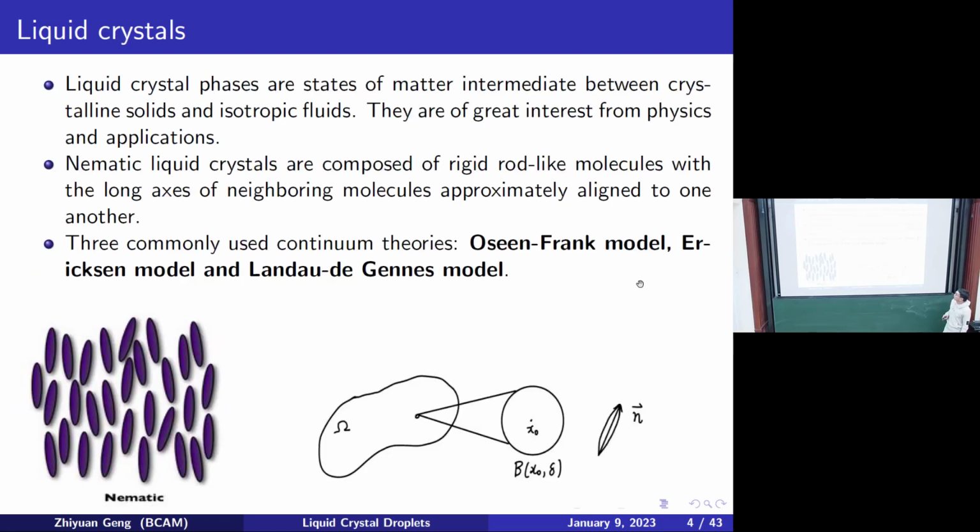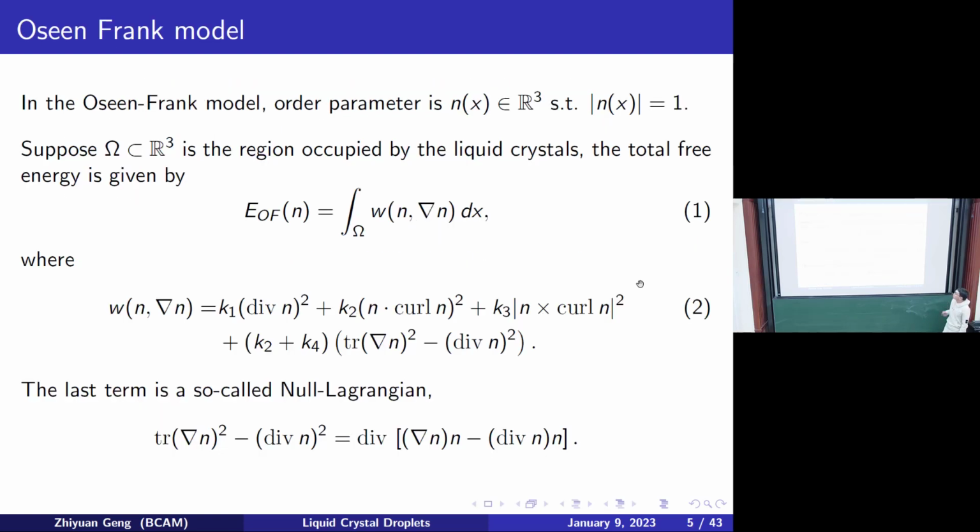So we consider nematic liquid crystals. They are composed of these elongated molecules, and locally they tend to align in the same direction. This local alignment of the molecules is usually modeled by one of three commonly used models: the Oseen-Frank model, the Ericksen model, and the Landau-de Gennes model. We are going to work with the Oseen-Frank model. The parameter which describes the local alignment of the molecules is given by this unit vector field n(x).